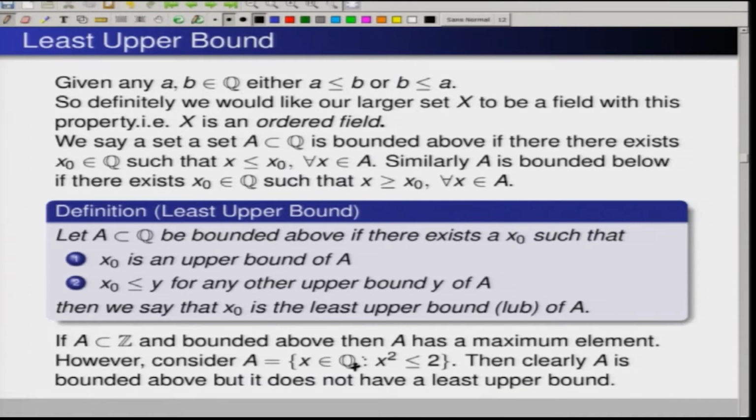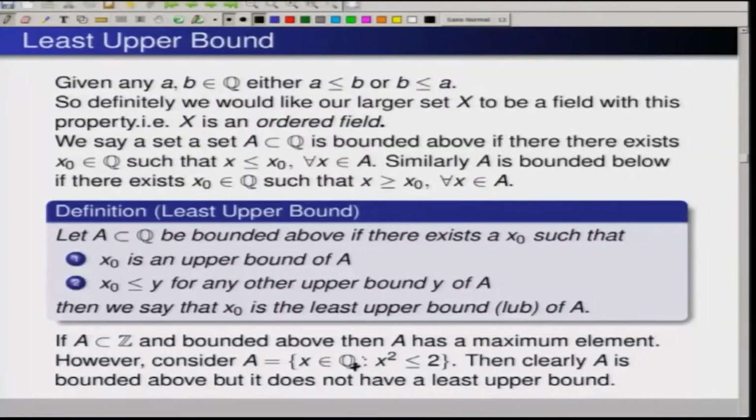Now, the question is, does it have a least upper bound? We are searching for that least upper bound in the set of rationals itself. As you can guess correctly, whatever least upper bound you are going to get may not be a rational number. So, we conclude that certainly the set of rationals does not have the least upper bound property.